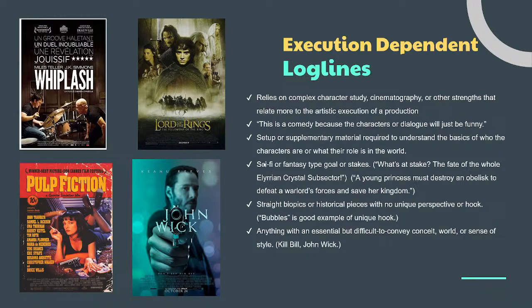Look out for sci-fi or fantasy type stakes or goals too, especially if the logline includes like, they have to save the whole Illyrian crystal neo subsector. It's like, well, we don't know what that is or what any of those words meant, so we're sort of just lost. Or if it sounds so generic, like a princess must destroy an obelisk to defeat an evil lord and save her kingdom. It's like, okay, that kind of just sounds like a template for a million different movies, and it's going to read as more execution dependent in the premise.